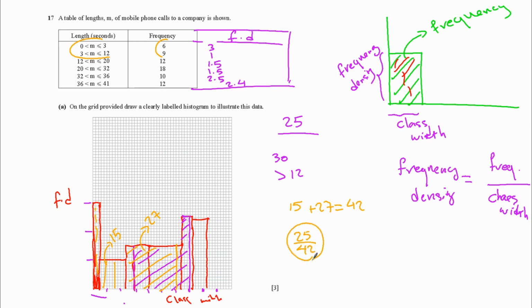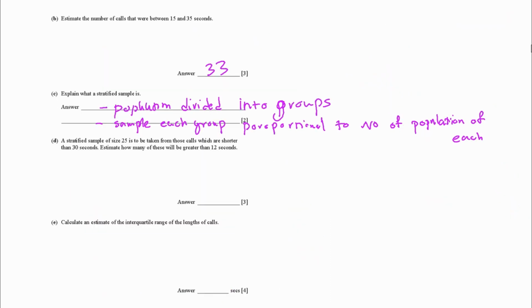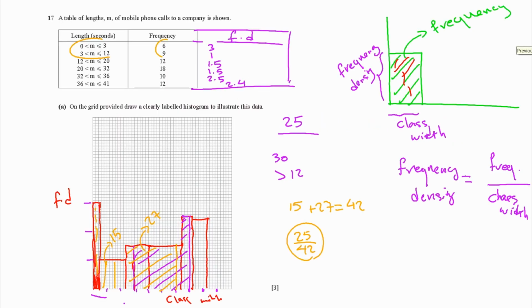And considering that the question says we are looking to estimate how many of these will be greater than 12, our interest is the proportion of 27. So I can write this as 25 over 42 times 27. That would be the number out of 25 that we need to have a stratified sampling of over 12.